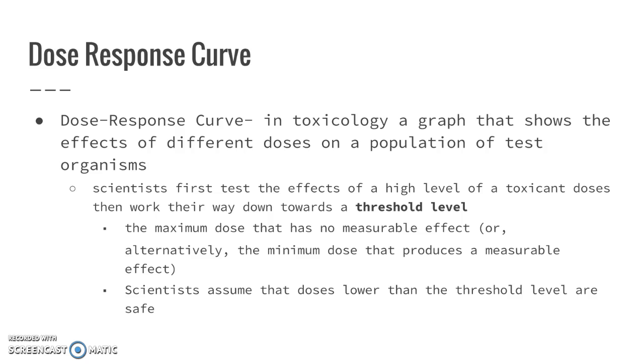Scientists first test the effects of a high level of the toxicant doses, then work their way down to the threshold level. The high level is going to be the lethal dose, so death, and the threshold level is the maximum dose at which there's no measurable effect, or alternatively the minimum dose that produces a measurable effect. So you're not really going to see any symptoms, nothing to tell you that a toxicant was entering the organism at this level. Scientists assume that doses lower than the threshold are safe, and they report that as they report things with toxicants.